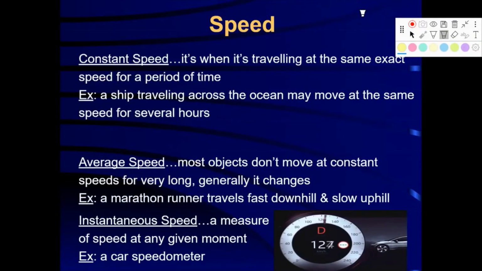So there are different types of speed. You have constant speed. It's when something is traveling at the same exact speed for a period of time, right? So for example, a ship traveling across the ocean may move at the same speed for several hours without changing that speed. So that is a constant speed. You'll see these types of things in astronomy when you're talking about different types of planetary bodies like meteors, comets, things like that. They'll travel at constant speeds, and they'll just keep traveling at that speed. Even planets and stars and things like that.